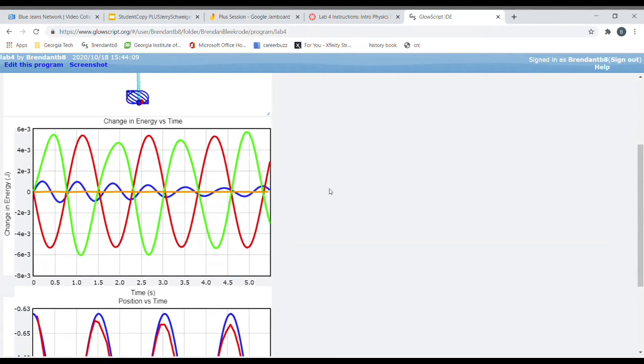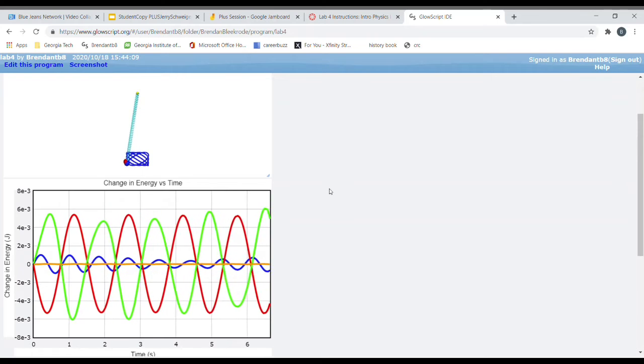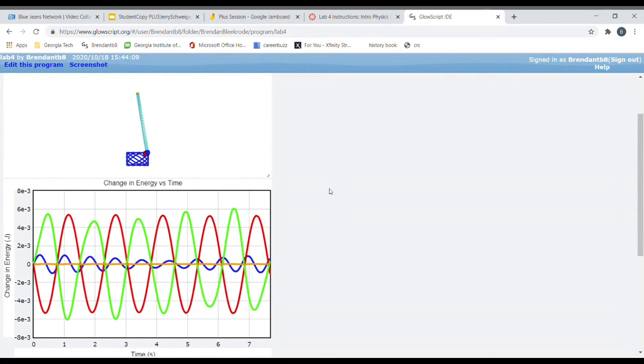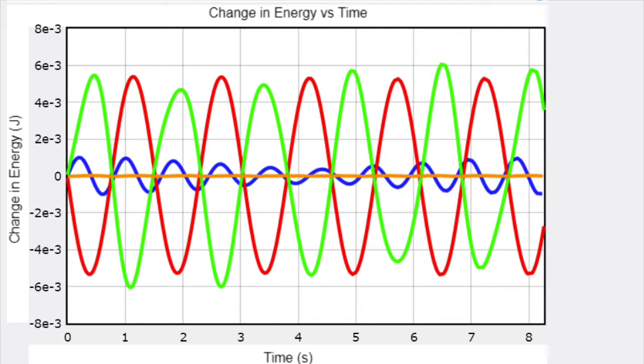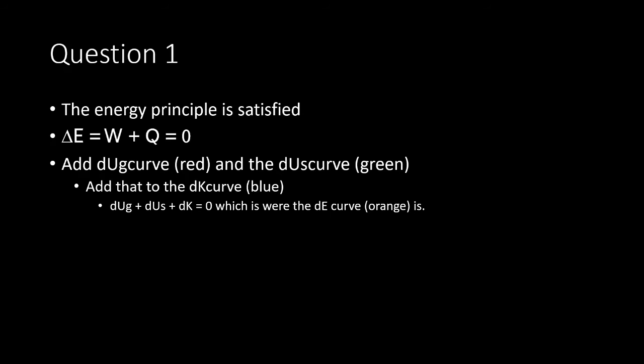The first question is, is the energy principle satisfied? And I said yes, because delta E equals 0. And if you add the DUG curve, which is the red curve, and the DUS curve, which is the green curve, and then you add all of those to the DK curve, which is blue, you get 0, which is the orange curve, which is the DE curve.